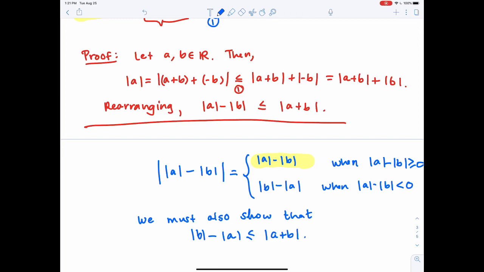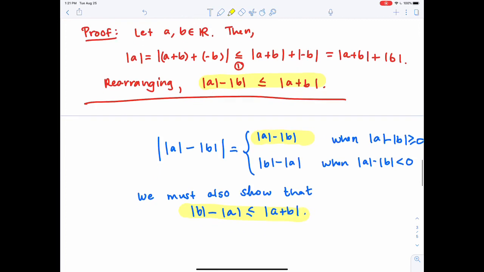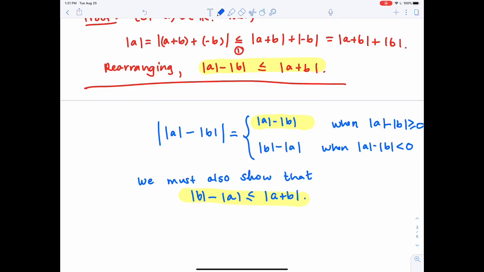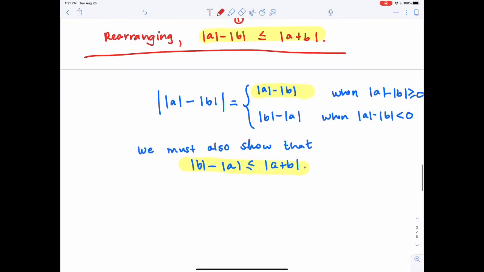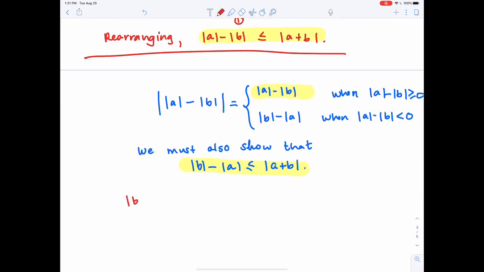Well, notice that this inequality that we're looking to show is really similar to the one we've already shown. It's just that B is playing the role of A. So I'm not going to go through and give the exact proof or write it up formally, but if you look at the absolute value of B, this time we're going to add A and subtract A.